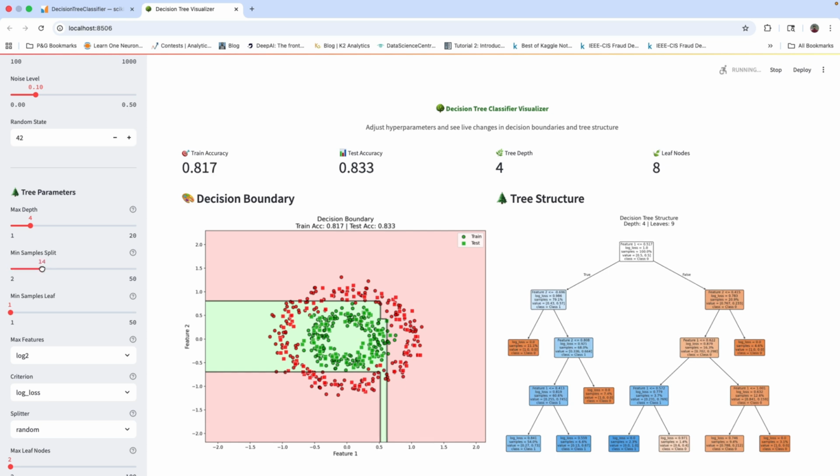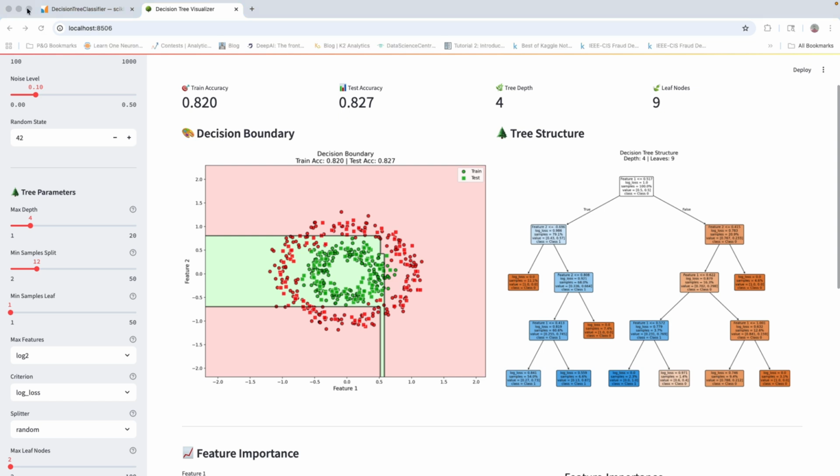For example, if I make it, say, 12, every intermediary node will split only if it has more than 12 samples. Next one is minimum samples leaf. So basically after the intermediate node splits, how many samples can one leaf have. Right now it has 1. It says a leaf node must contain at least this many training samples. So with 1, I'm aggressively pushing for further splitting. Basically I'm allowing the splitting at the decision node.